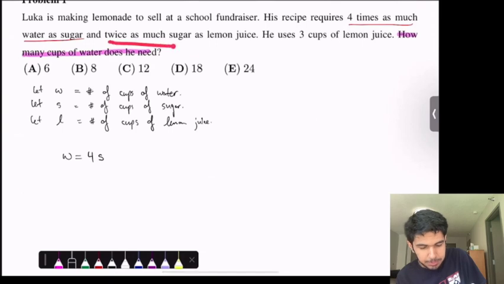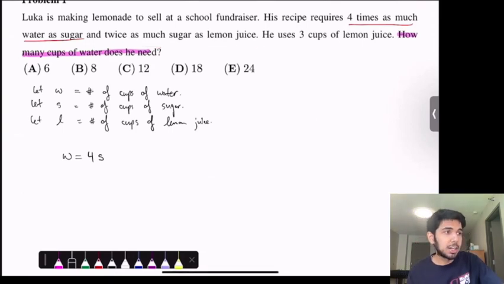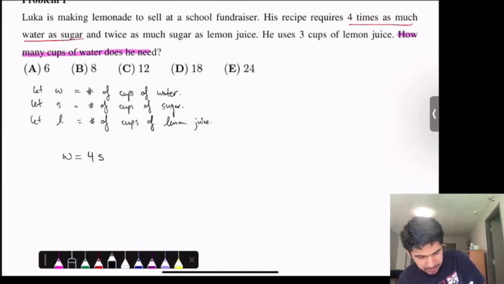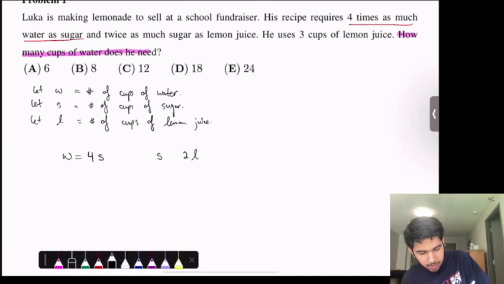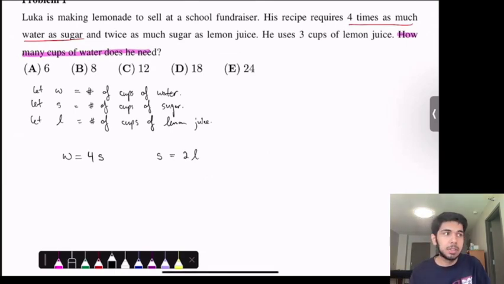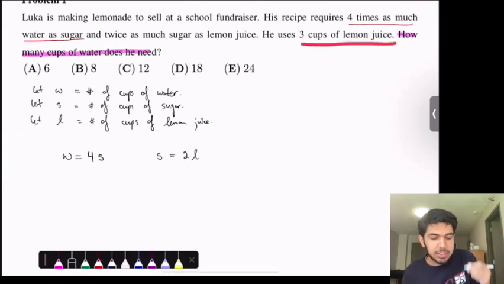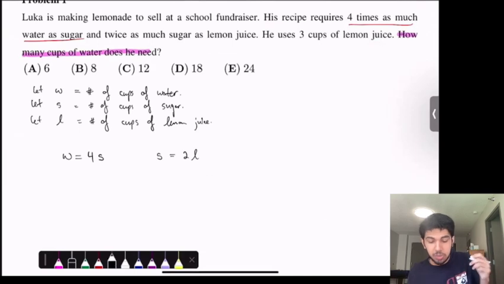And now we'll take a look at this part right here, twice as much sugar as lemon juice. So we can do a very similar thing here. We need an equation that represents a relationship between sugar and lemon juice. There's twice as much sugar as lemon juice. Twice is the same thing as 2 times. So it's a similar thing here, except now S equals 2L. Cool, so we have these 2 equations, and we're also given, he uses 3 cups of lemon juice. So already we know the value of L. We're given that L equals 3.